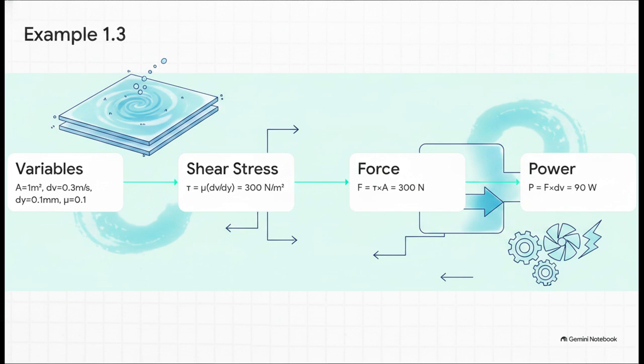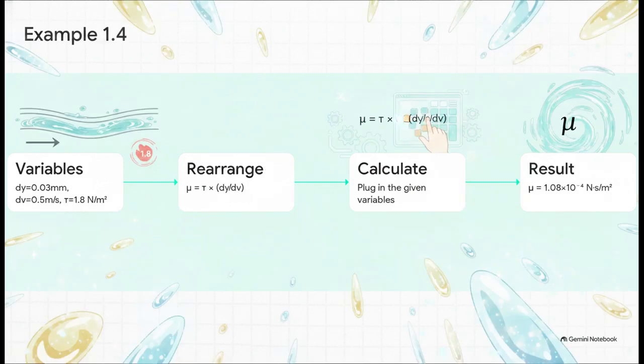Finally, to find power, we multiply force times velocity. 300 newtons times 0.3 meters per second results in an incredibly straightforward 90 watts of required power to pull the plate. How about we reverse engineer a system? This time, we know the plates are 0.03 millimeters apart. The relative speed is 0.5 meters per second, and the measured shear stress is 1.8 newtons per square meter. Our job is to identify the fluid.